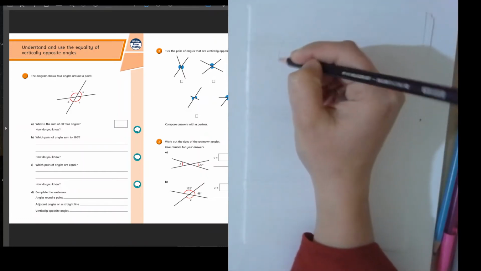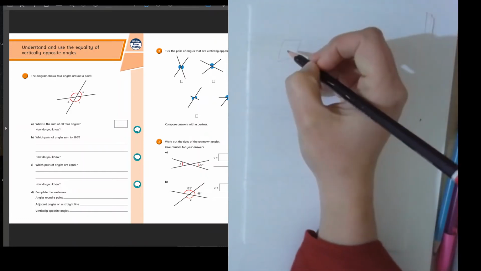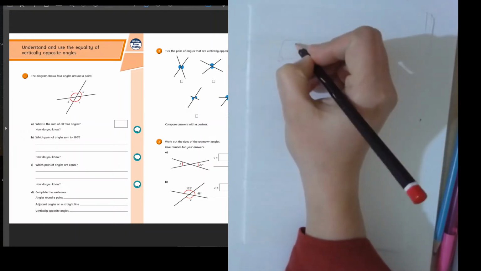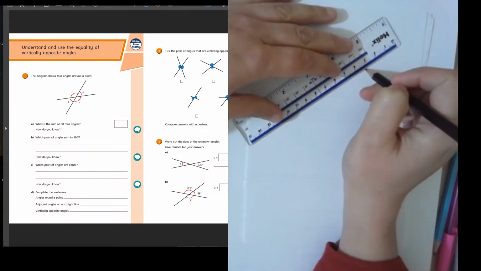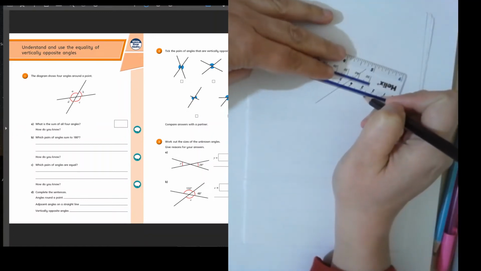Okay, just looking at this, can anyone guess what rule it is? It is vertically opposite angles. Okay, you don't necessarily say opposite, because in opposite would be, say, if I had a shape, quadrilateral here, these two would be opposite each other. They're not vertically opposite. So when we're talking about vertically opposite, we are talking about these two lines that are vertically opposite each other.